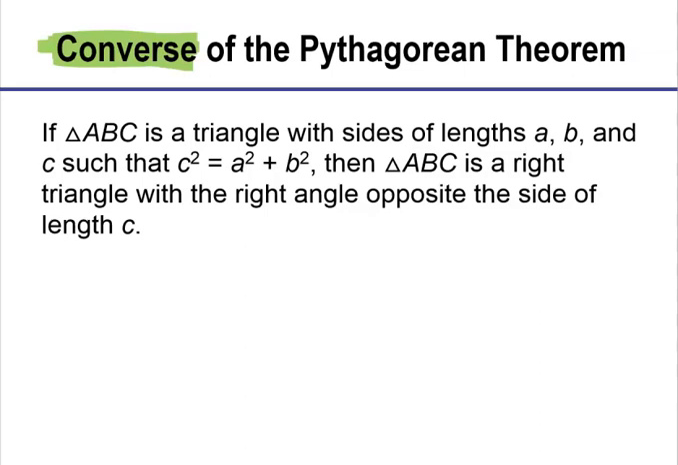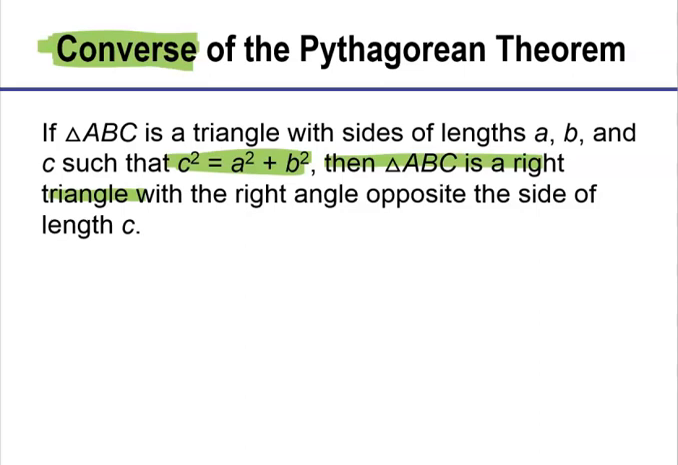So this time for the Pythagorean theorem, it says if ABC is a triangle with sides of lengths A, B, and C, such that C squared equals A squared plus B squared, then triangle ABC is a right triangle. We typically use the Pythagorean theorem where we know we're dealing with a right triangle to start with, and then we calculate sides. But if you know the sides and they have this relationship, then you can prove that it's a right triangle. So that's the converse of the Pythagorean theorem.